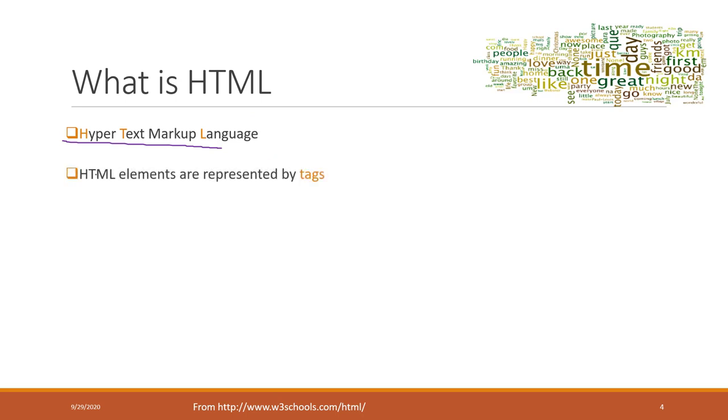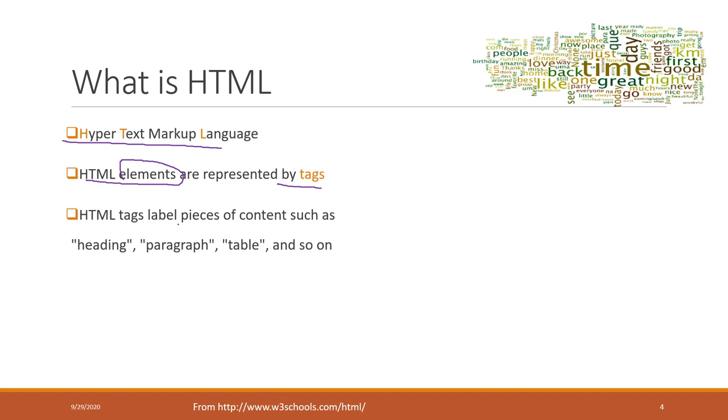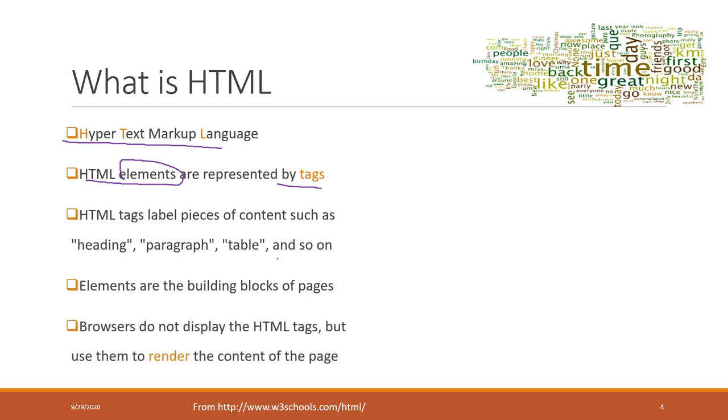The HTML elements. So the basic elements are represented by tags. It's like XML, where we have different types of tags, and those tags are the basic elements of the HTML source code. The tags label pieces of content like headings, paragraphs, tables, and so on, which are the building blocks of those pages. And our browsers like Firefox, Chrome, etc., do not display the tags. Based on the different types of tags, they render the content of the tag so that we all see those nice web pages.